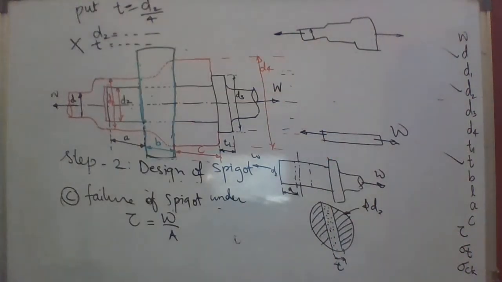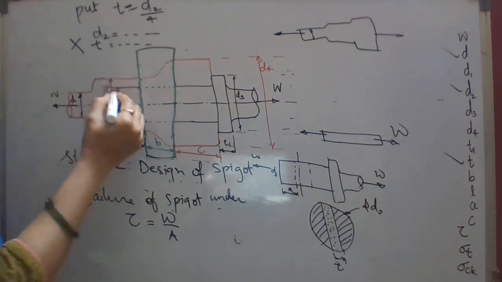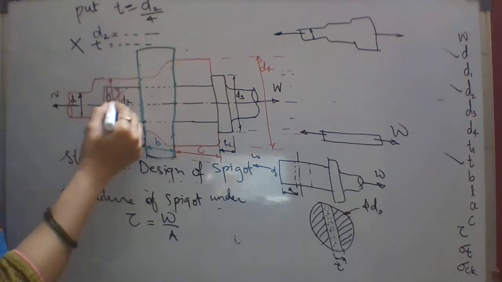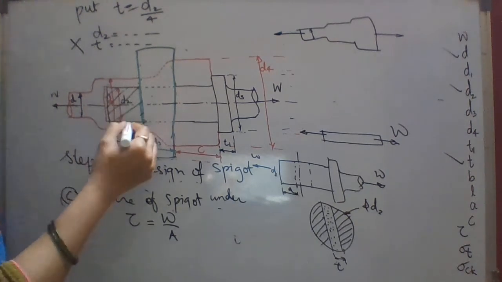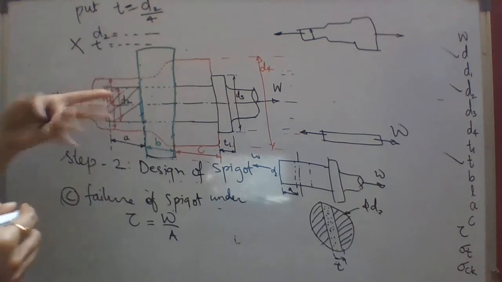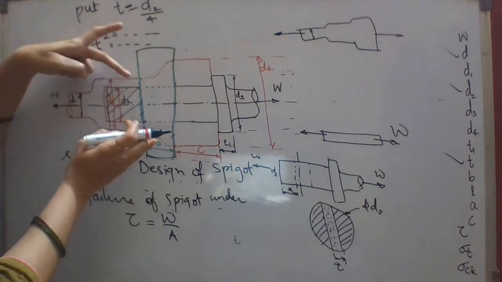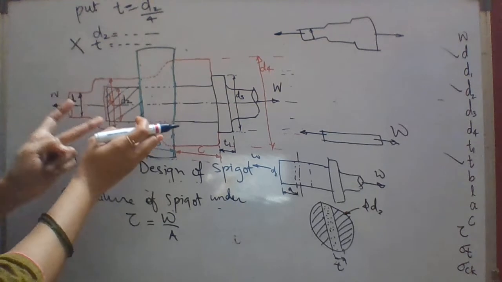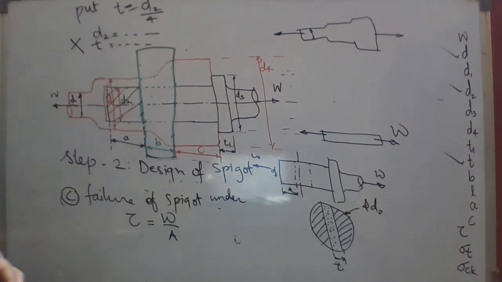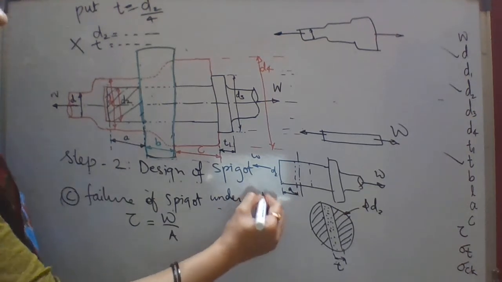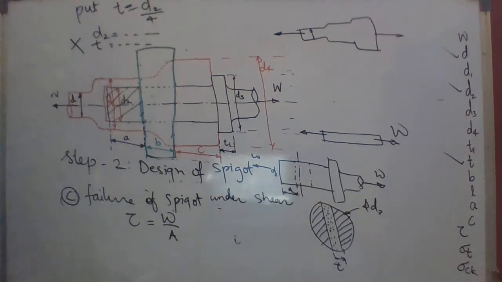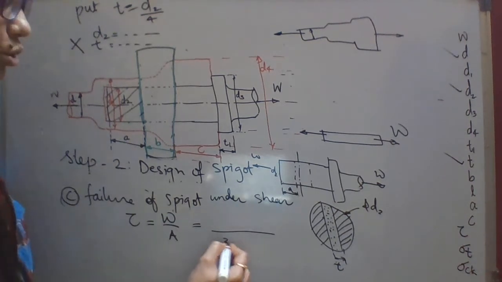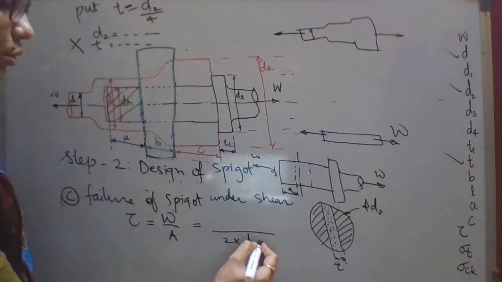So in our diagram, that plane will be visible like this. This is the plane which is under shear. Now this plane is from the front and from the back side. So 2 into this height, which will be d2, and the thickness is a. Okay. So failure of spigot under shear, and this is actually the double shear. So how much is the area under shear? Is it 2 into d2 into a?